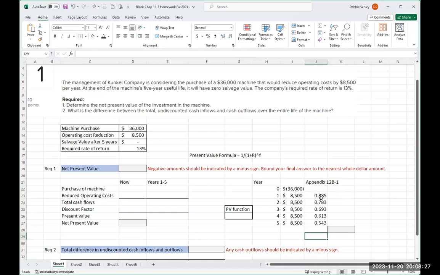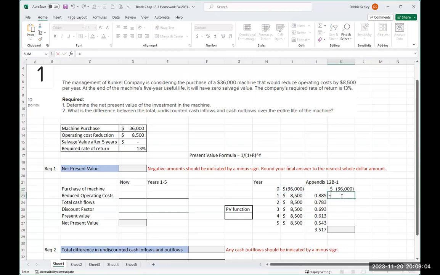So here we have, let's see, I'm going to add these up because I'm going to show you something later. So if I add these up, that gives me my total of discount factors for the 5 years. I'm going to use that in a minute. But first, I'm going to get the present value of my inflows and outflows each year. So the year 0, or the now, which is when we paid for the machine, is just what it is. There's no discount factor.